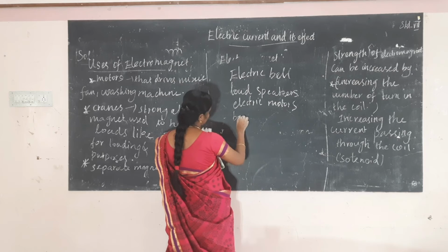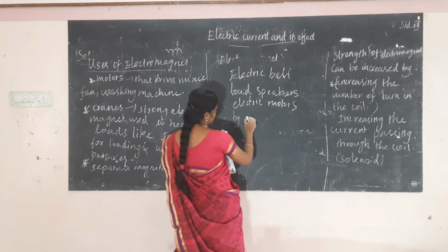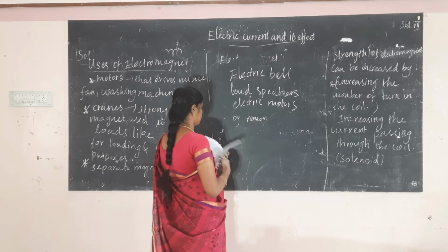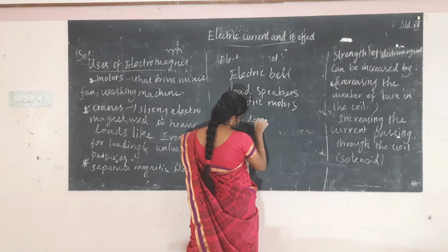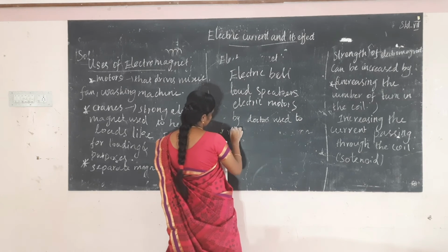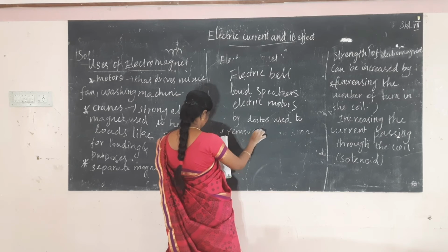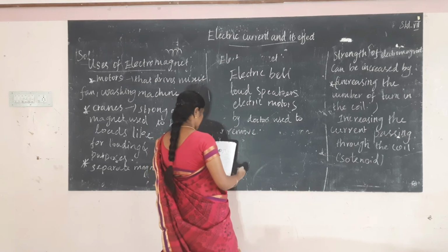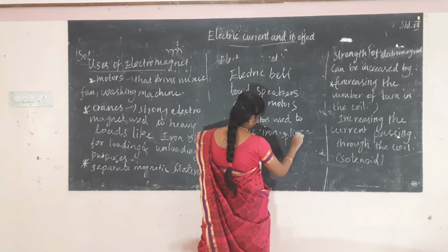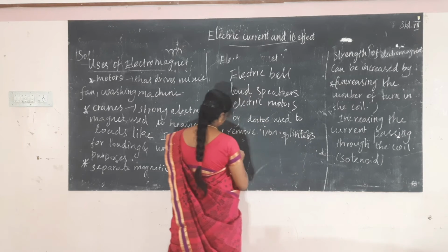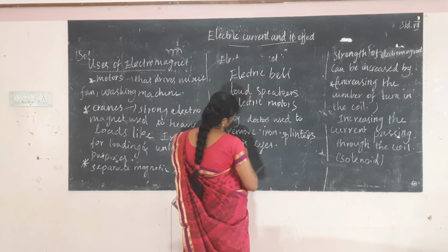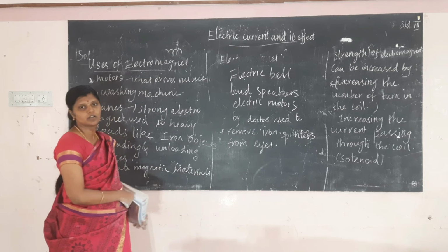Doctors use it to remove iron splinters from the eye. These are the practical applications of electromagnets.